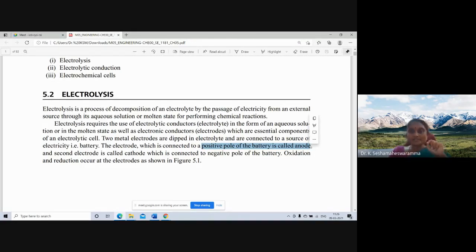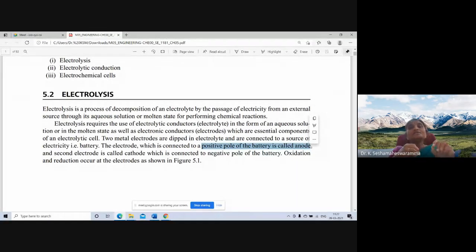At the anode, oxidation takes place. The negative pole of the battery is known as the cathode. Oxidation occurs at the anode, while reduction occurs at the cathode.